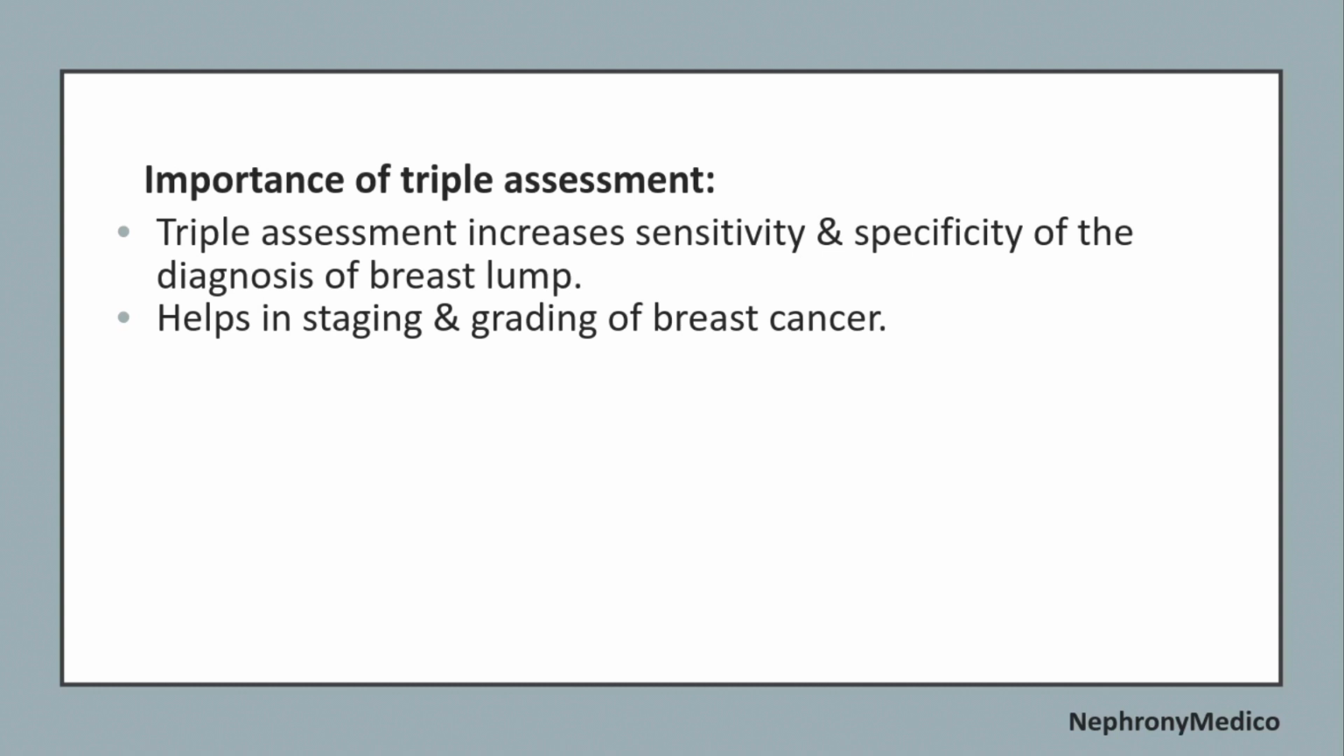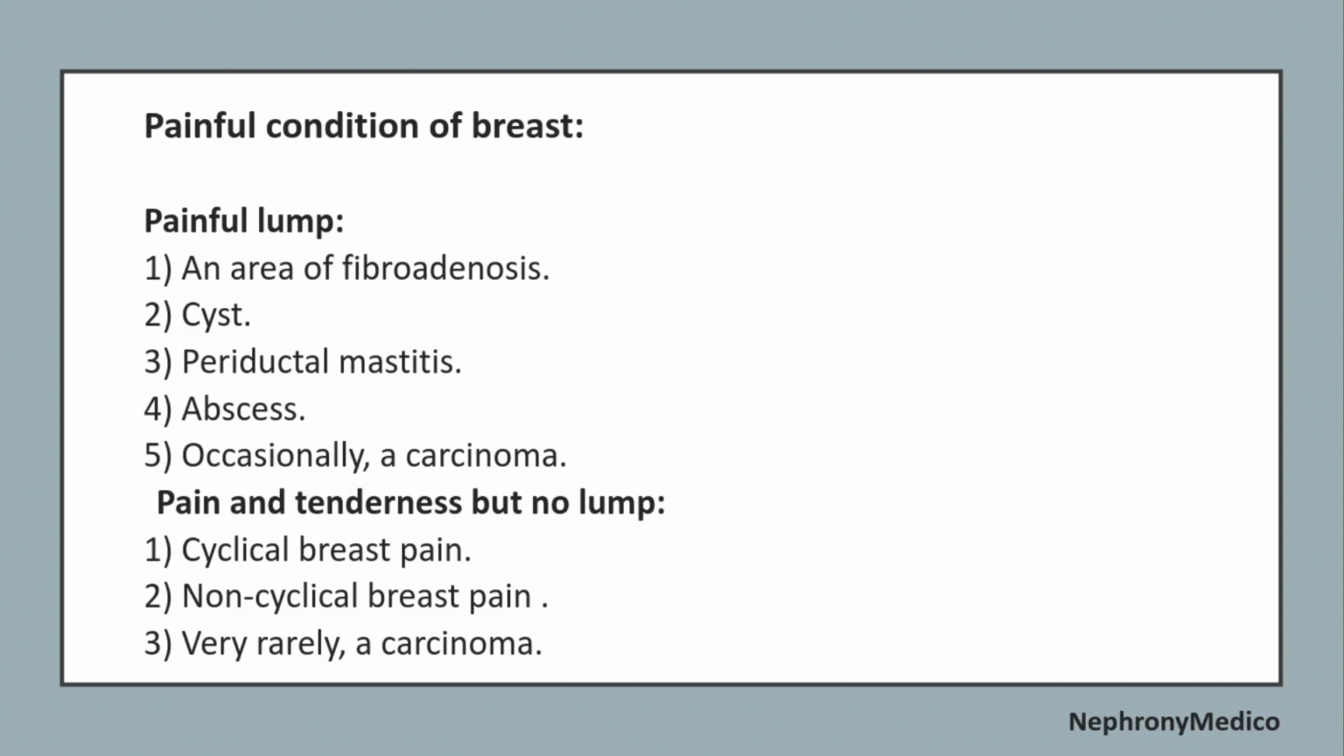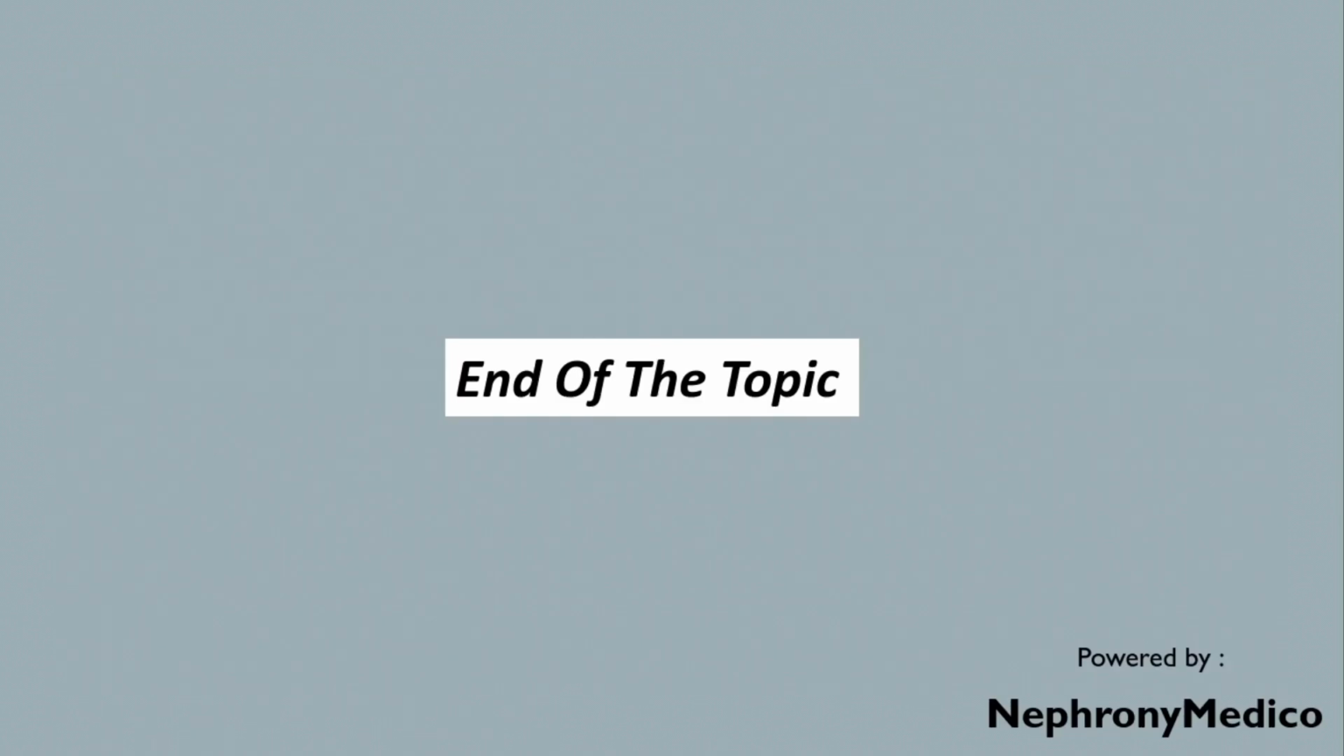Now, painful conditions of the breast. Painful lump includes an area of the fibroadenosis, cyst, periductal mastitis, abscess, and occasionally a carcinoma. Pain and tenderness, but no lump, is seen in cyclical breast pain, non-cyclical breast pain, or very rarely a carcinoma. End of the topic.